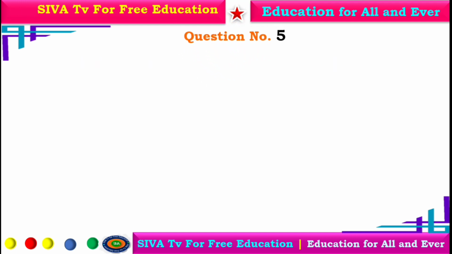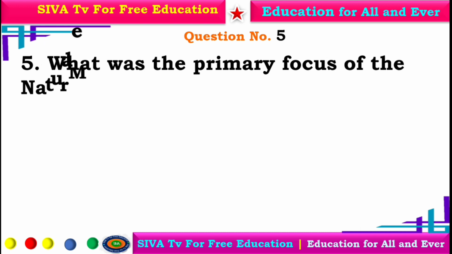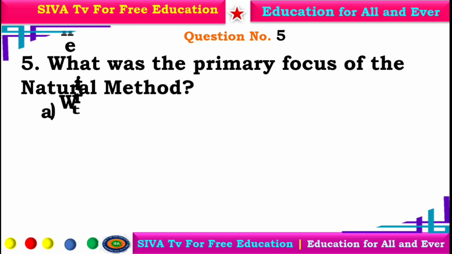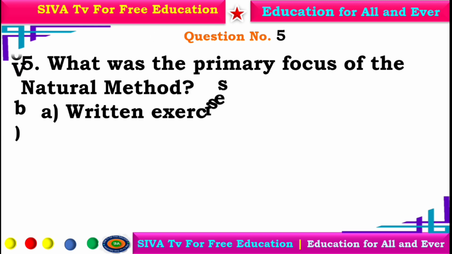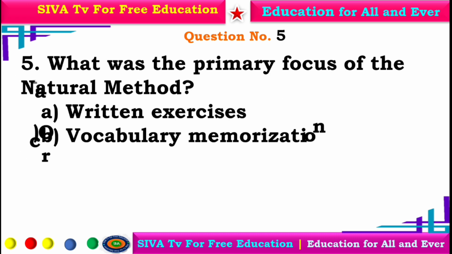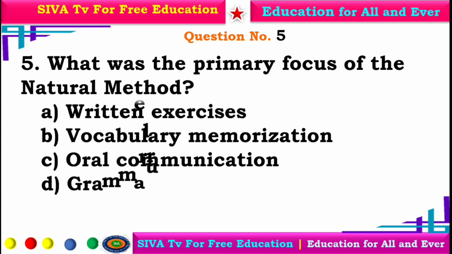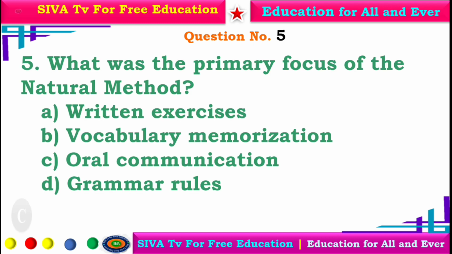Question number 5. What was the primary focus of the natural method? Option A, written exercises. Option B, vocabulary memorization. Option C, oral communication. Option D, grammar rules. The correct answer is option C, oral communication.